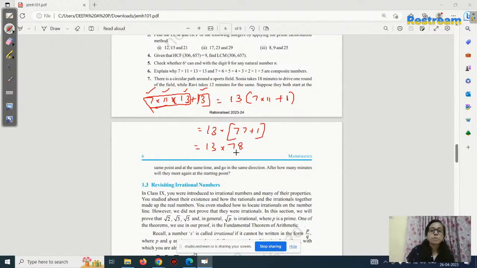78, that means there are more than 2 factors. Actually, a prime number means you will get only 13 into 1, like that. But here it is 13 into 78 into 1. There are more than 2 factors we are getting. That's why it is a composite number. Because here a common factor will be there, and that common factor you take outside.